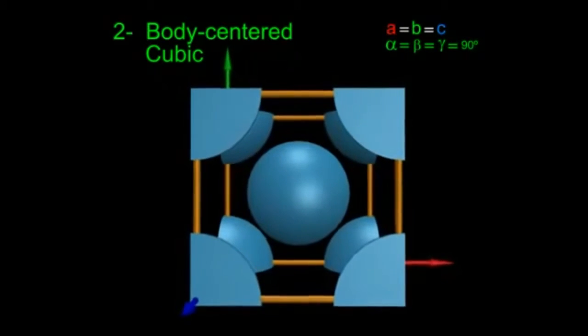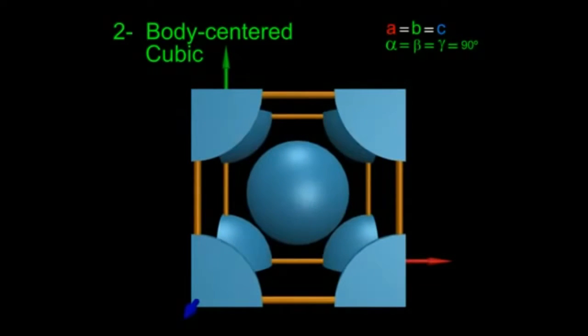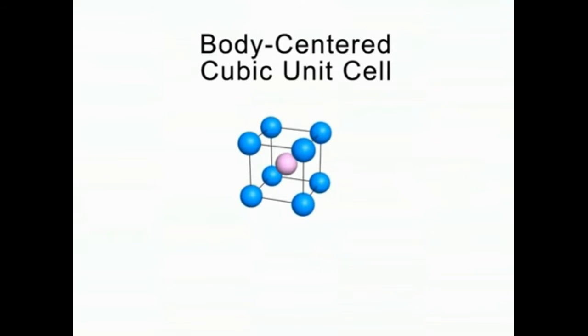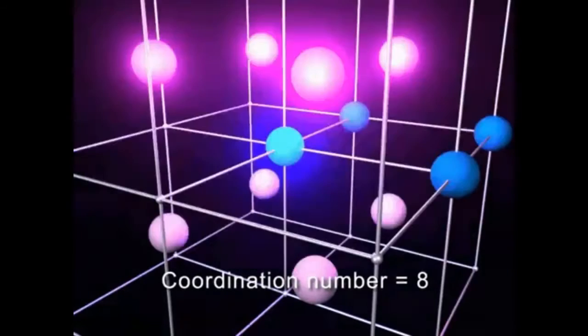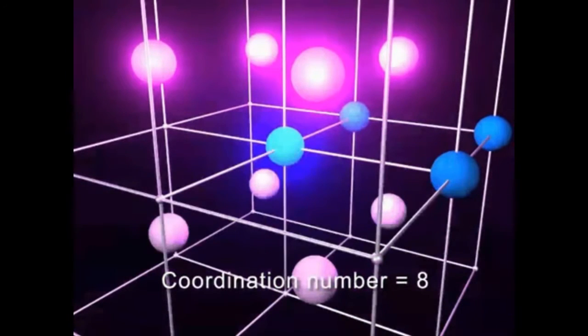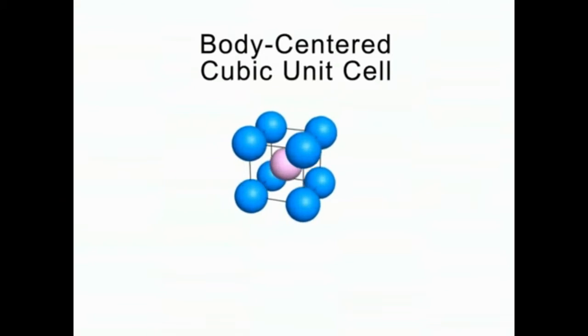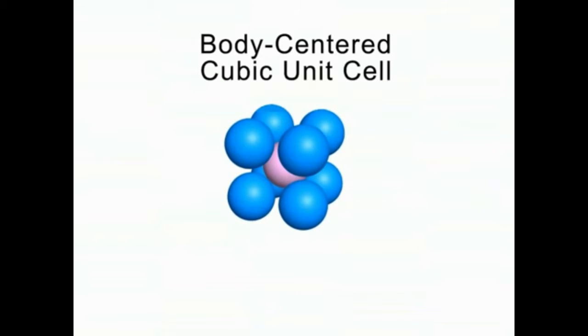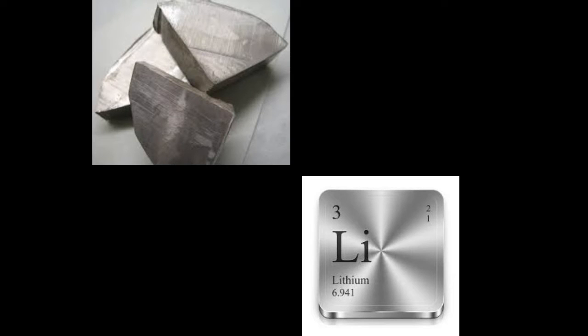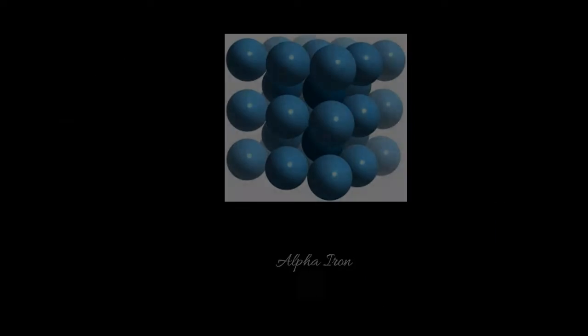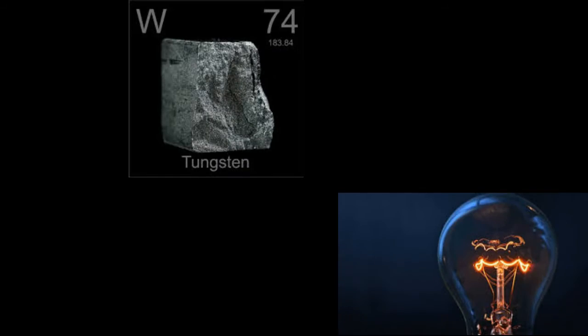Each of the corner atoms is the corner of another cube. So the corner atoms are shared among 8 unit cells. It is said to have a coordination number of 8. The body-centered cubic unit cell has a packing factor of 0.68. That is, it has 68% packing efficiency. Some of the materials that have a body-centered cubic structure include lithium, sodium, alpha iron, and tungsten.